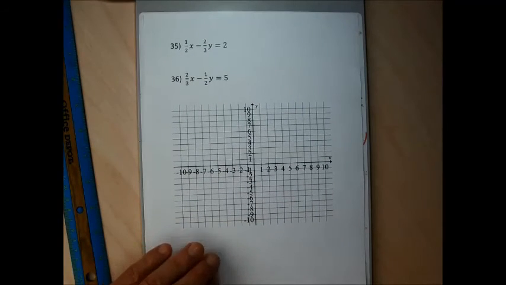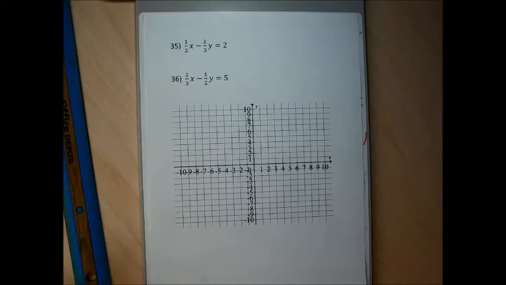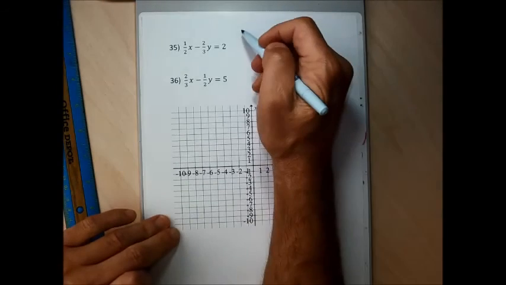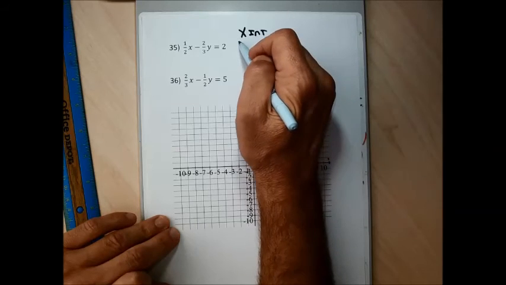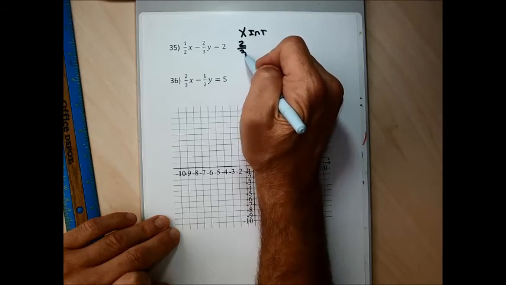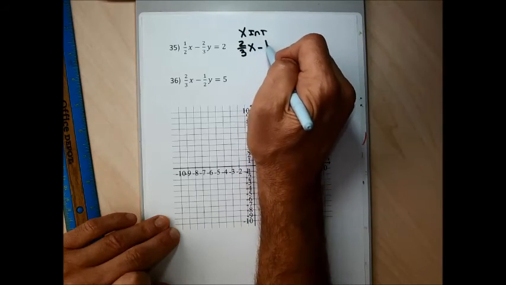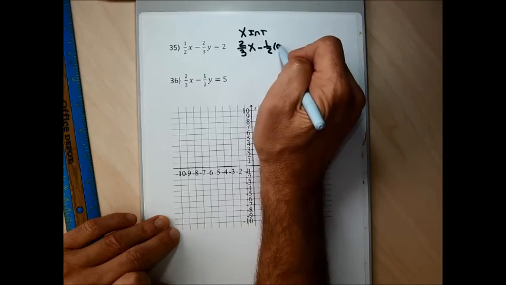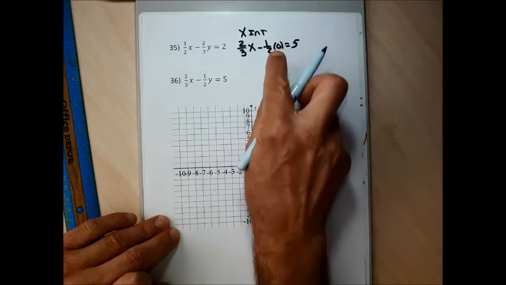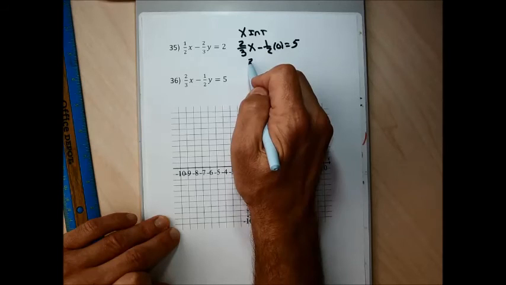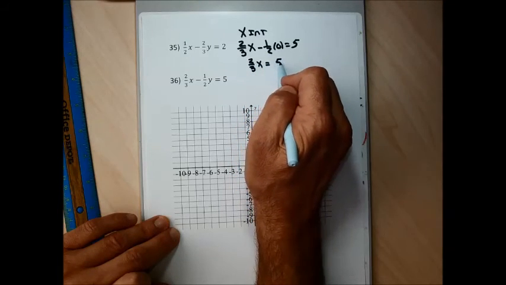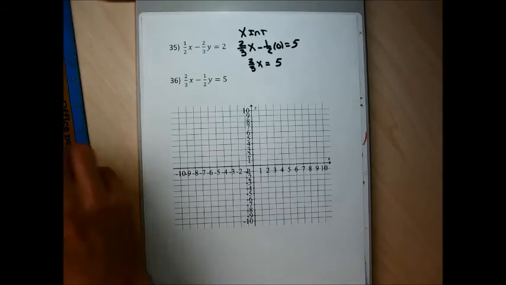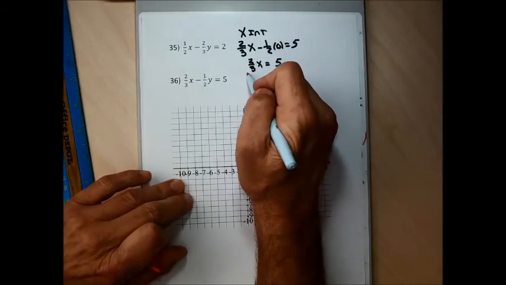Next problems are quite messy, so we're going to have to just deal with some fractions. Let me work on 36 and find the x-intercept. For the x-intercept, I'd go 2/3 x minus 1/2 times 0 equals 5. This piece goes away, so this gives me 2/3 x equals 5. Technically, I need to divide both sides by 2/3.